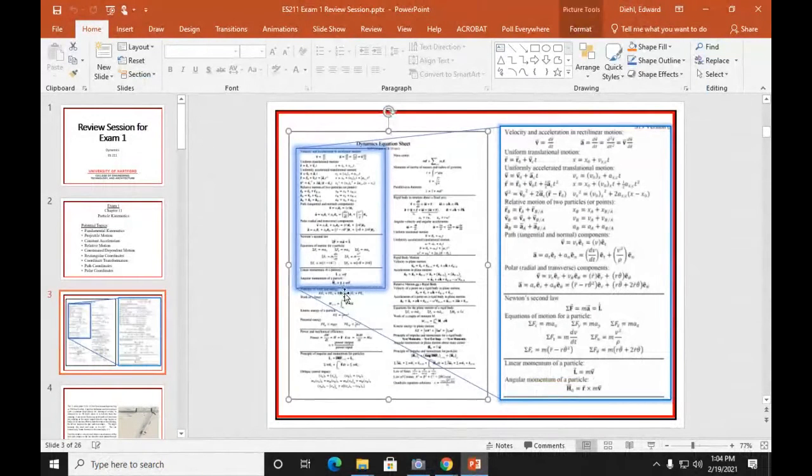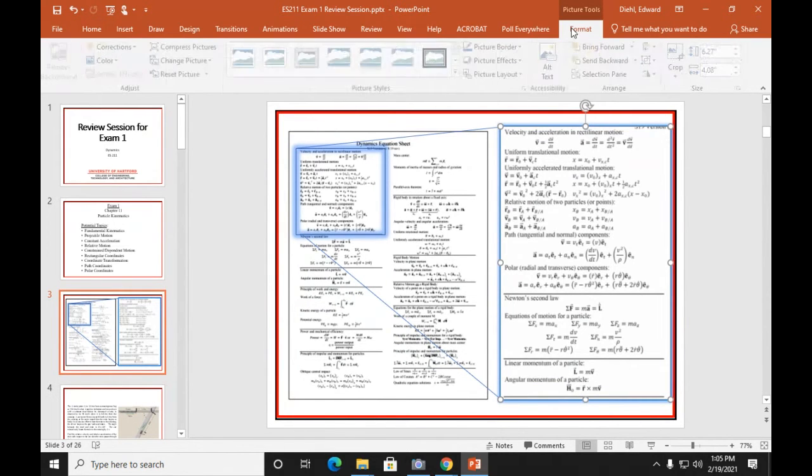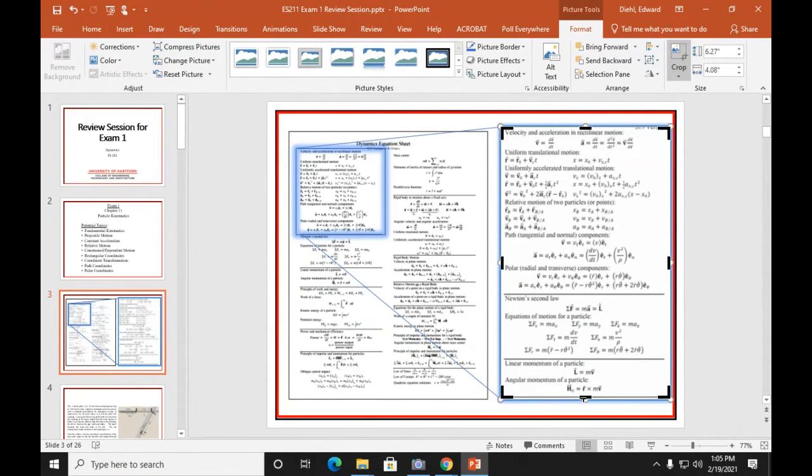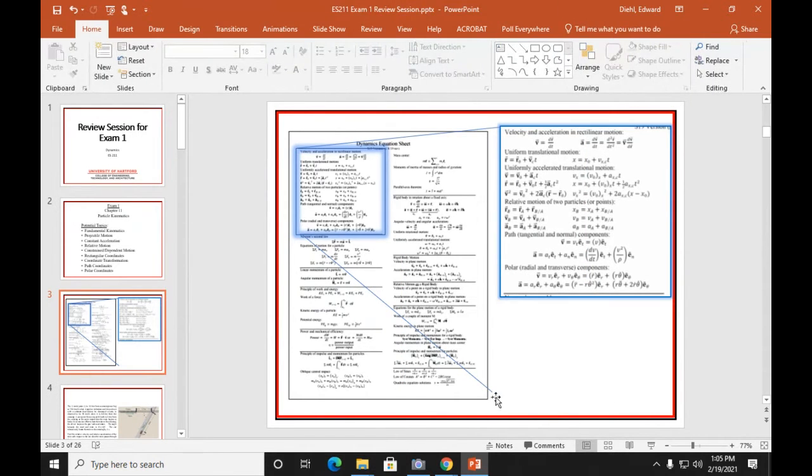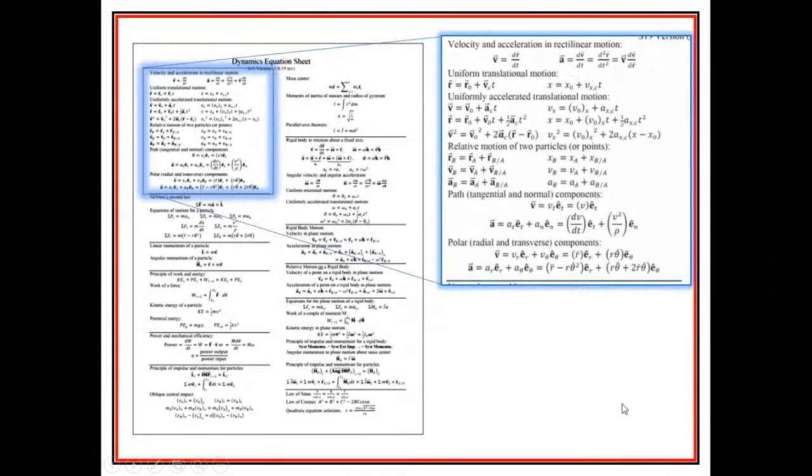And I think actually I need to modify this, and should have done that previously. Let's crop this down, because only that is covered on this first exam. It used to be that we covered everything, well, not everything. We used to cover a little bit of Newton's second law, and we as a faculty got together and decided, let's make the first exam only cover the particle kinematics.